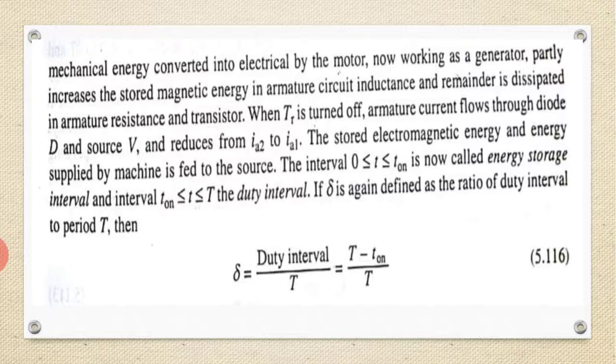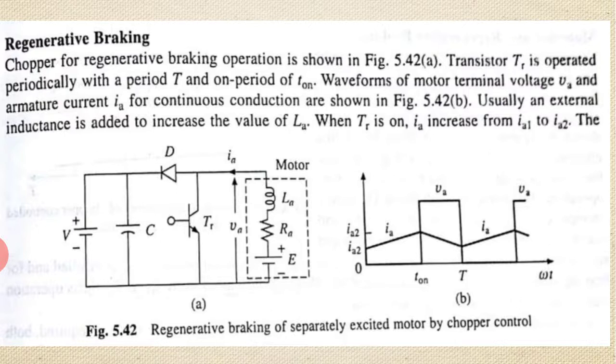And these two intervals are there. The energy storage interval is when the switch is turned on, because it is shorted, and energy is stored. When the switch is turned off, between t on and t, it is called the duty interval, and energy is fed back to the supply if you look at the circuit. And one more thing here, looking at this chopper, we can't implement it independently because the diode is reverse biased.